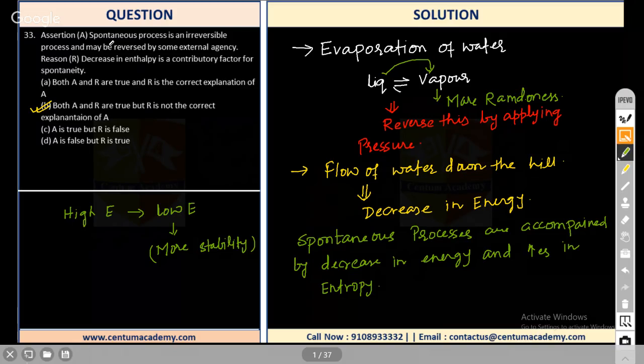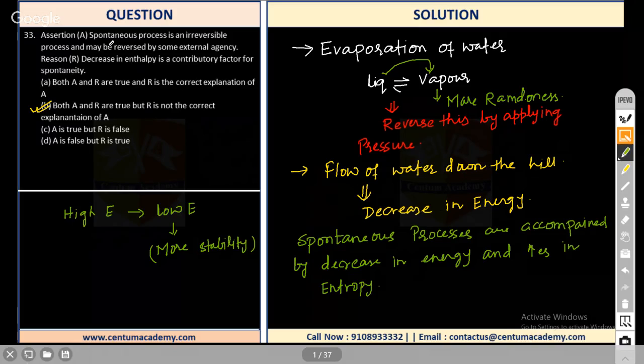But for delta G to be negative, enthalpy can increase or decrease, so that does not affect the spontaneity. It depends on temperature also. Ramcharan, temperature you cannot neglect here. When you consider delta G, you have to consider the temperature also, because it is a temperature dependent term.